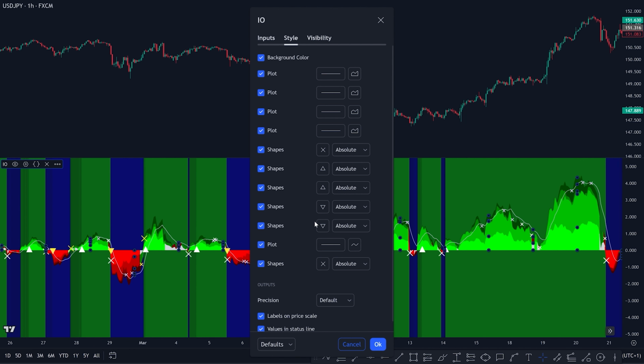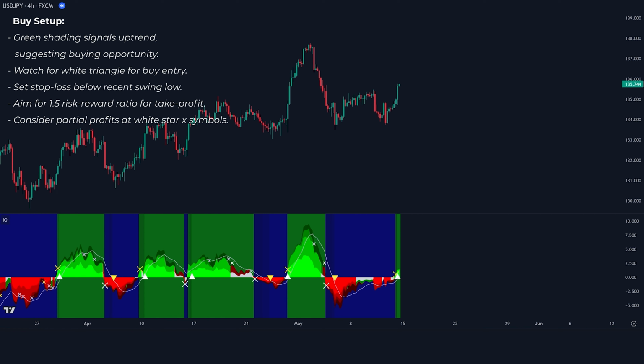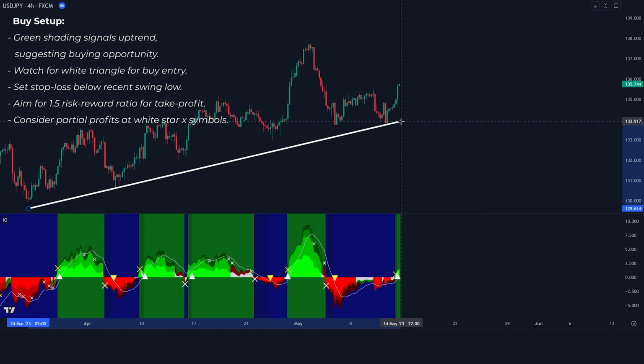Next, we're going to explore how we can use this Ichimoku Oscillator to trade. Buy setup. When the oscillator is shaded green, especially if you spot multiple and larger green areas, it indicates that buyers are dominating the market, and there's generally an uptrend. This presents a potential opportunity to consider entering a long position.